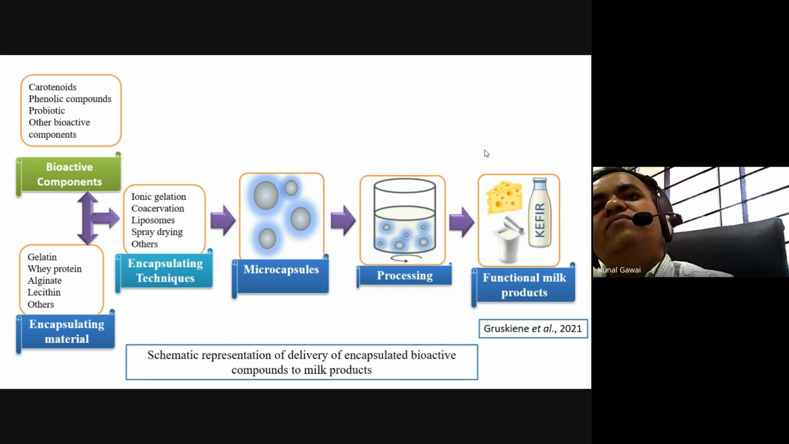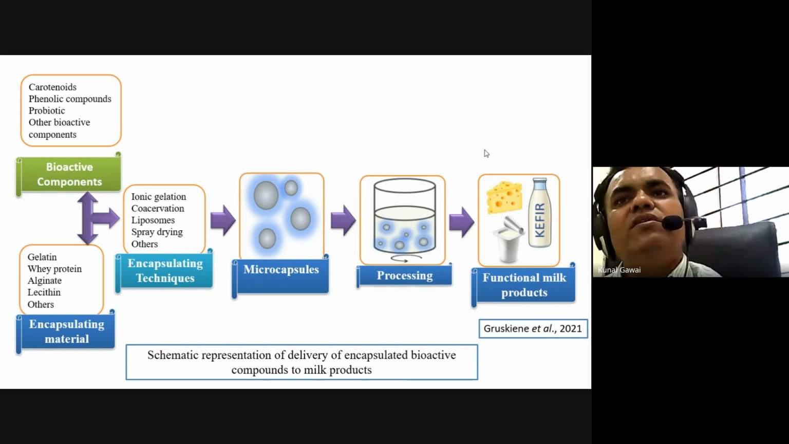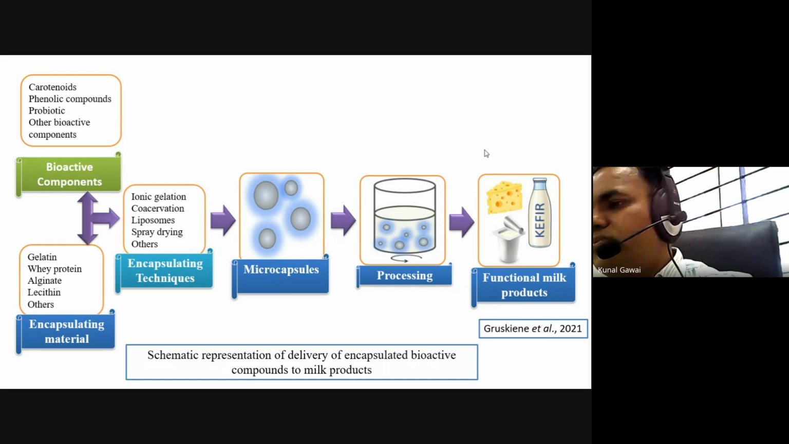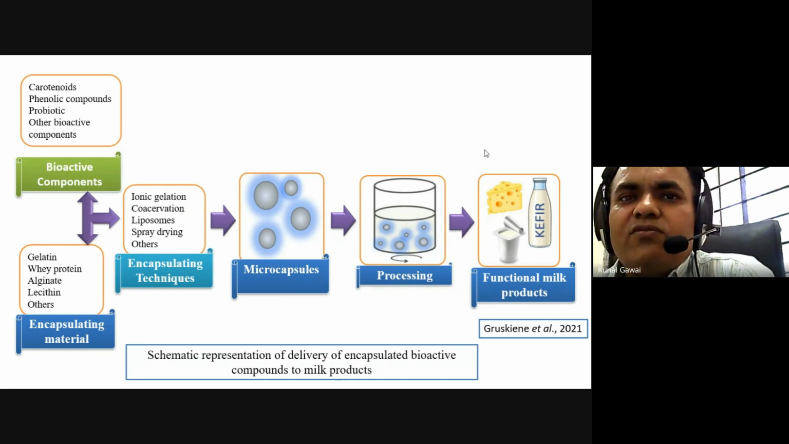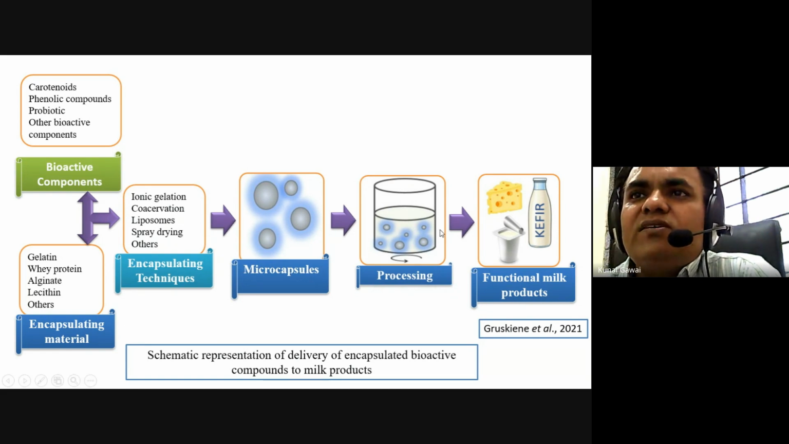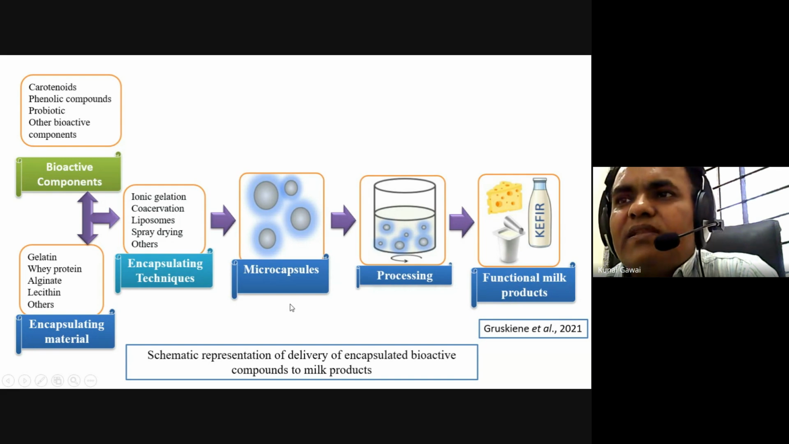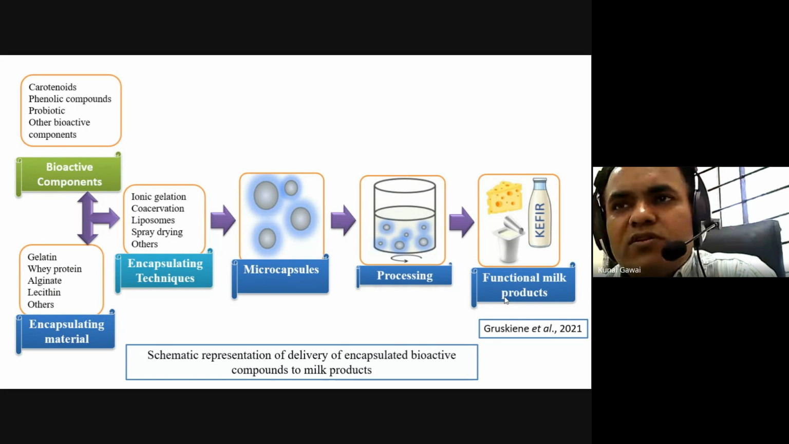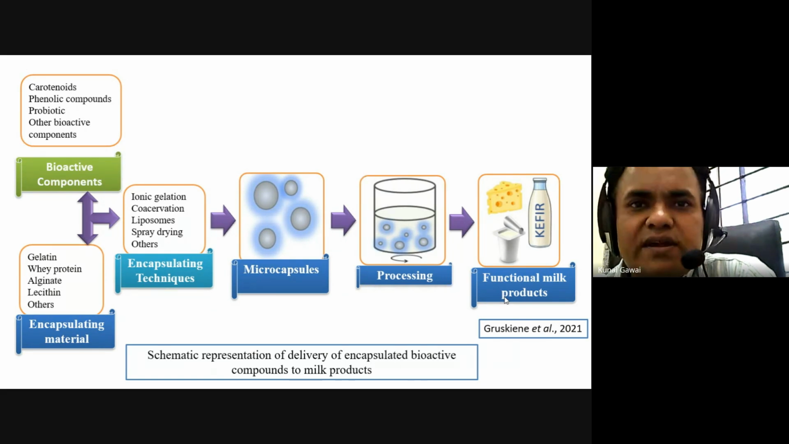By different encapsulation techniques like ionic gelation, coacervation, liposome, spray drying, and others. Mostly in the last year we tried two methods, emulsification and extrusion method. I will discuss these two methods in further slides. But once the microcapsules are formed, we have to separate out these microcapsules, we have to dry these microcapsules, or reduce the moisture. In certain conditions we have to freeze dry the microcapsules, so that their intactness and their bioactive component will remain in good condition.